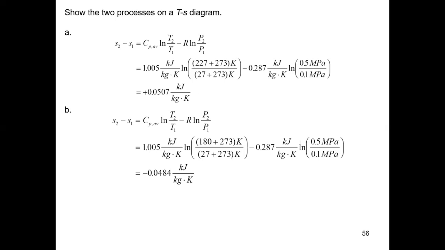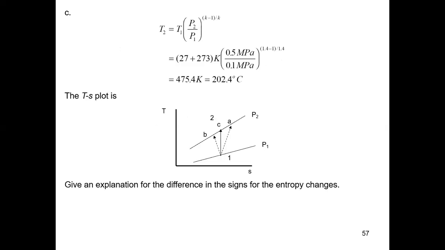So S2 minus S1 is equal to Cp, and it's a reversible process, times ln of T2 divided by T1 minus R times natural logarithm P2 by P1. Substitute the values. S2 minus S1 comes out as 0.0507 kilojoule per kilogram Kelvin. For the second part, same idea, but it comes out as negative 0.0484 kilojoule per kilogram Kelvin.